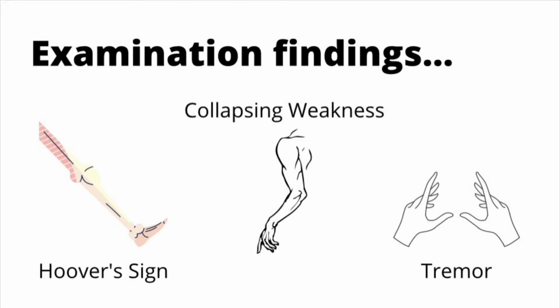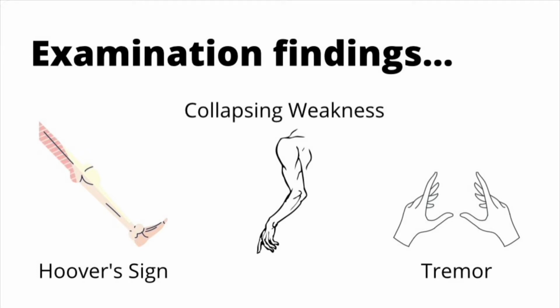There is also a sign called collapsing weakness. This is a tendency for an arm or leg to collapse when tested, and may be interpreted by a doctor as not trying. But in fact, patients with functional weakness typically find that the limb becomes weaker the more they try to move it.